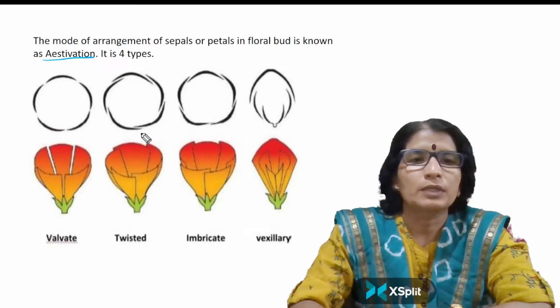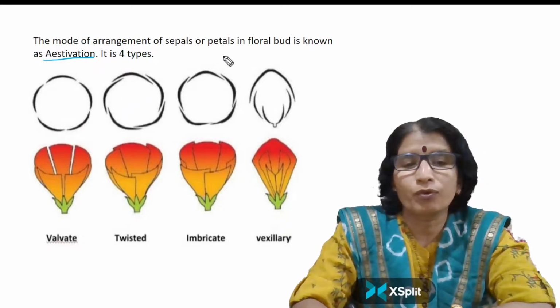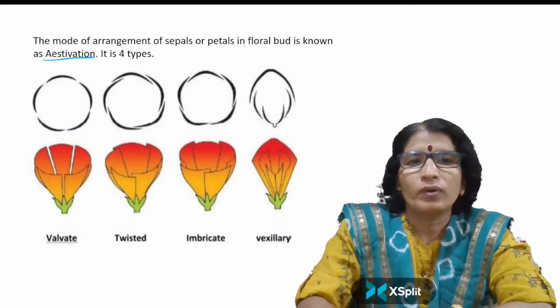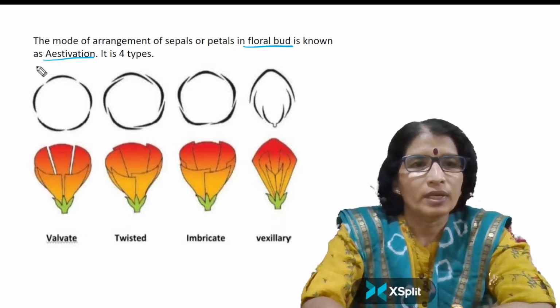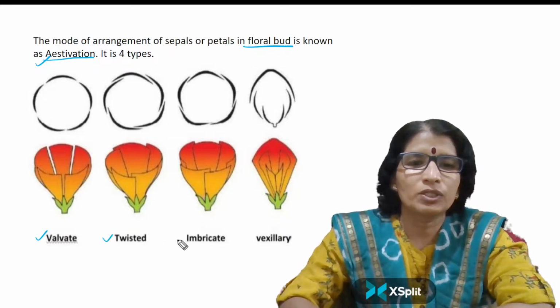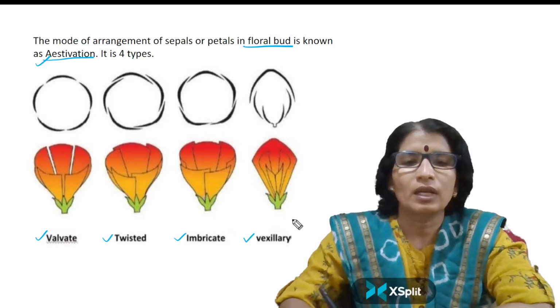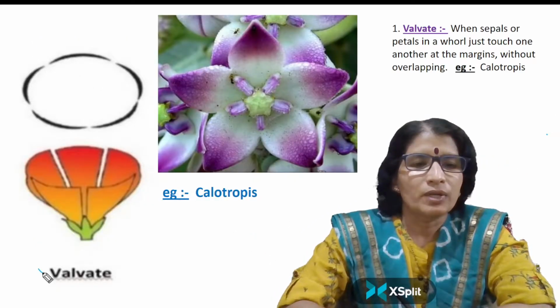Now I start the explanation of aestivation. So what is aestivation? Usually flowers before opening are in the bud stage. So in the floral bud, the mode of arrangement of sepals and petals you can call aestivation. Aestivations are of 4 types: valvate aestivation, twisted aestivation, imbricate aestivation, and the last one, vexillary aestivation. One by one I will explain to you. Now the first one is valvate aestivation.